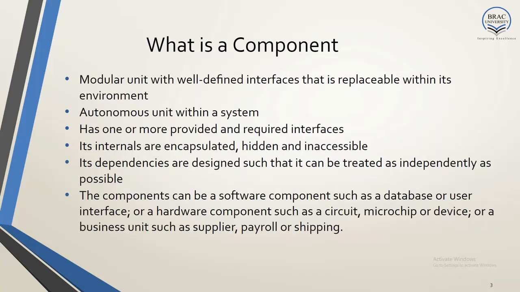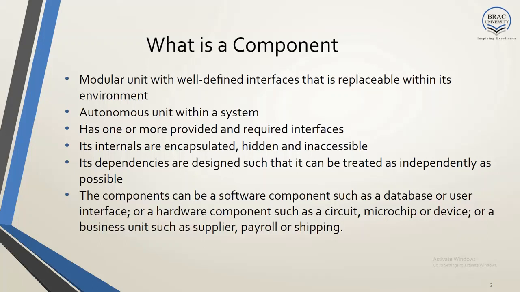So a component is basically a modular unit within a system, and it has some well-defined interfaces. By interfaces we mean it's providing some functionalities to its environment, and it's providing those functionalities through its interfaces. Each of these components is an autonomous unit within a system, and it has one or more provided and required interfaces. Provided and required interfaces are two types of interface, and we will cover that later. And its internals are encapsulated, hidden, and inaccessible.